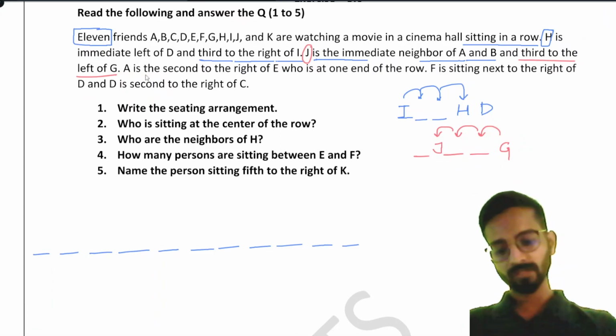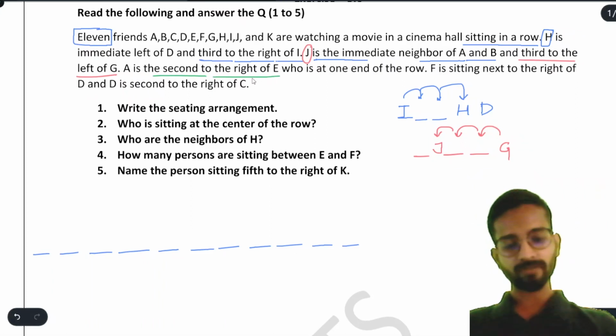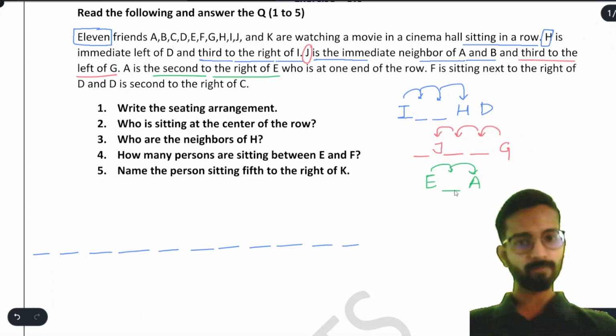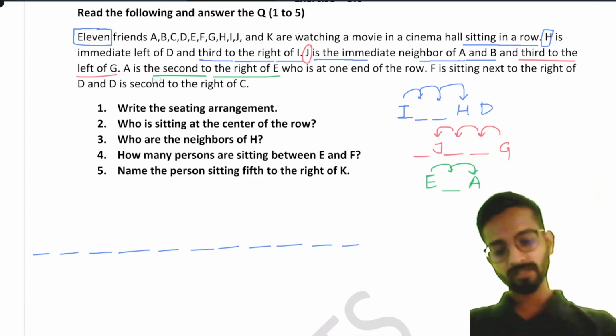Now, A is the second to the right of E. It means wherever E is, A is the second. So, 1, 2, here is the A, here is the blank place. A is the second to the right of E.